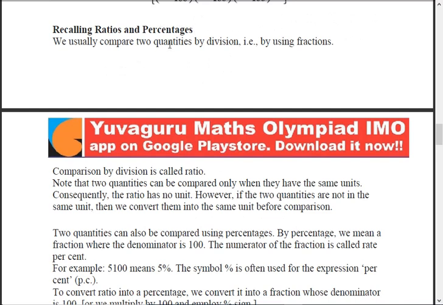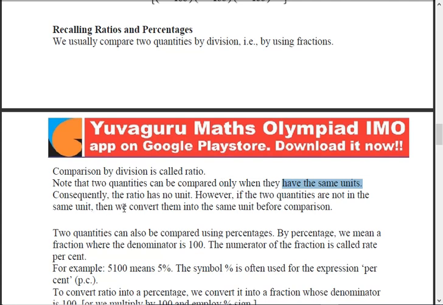We usually compare two quantities by division using fractions, right? Whenever you have to compare, you put one above and the second below, numerator and denominator. Comparing by division is called a ratio. Note that two quantities can be compared only when they have the same units. That is very important. You can't compare milk with sugar, right? Or milk with wheat. You have to compare milk with milk.